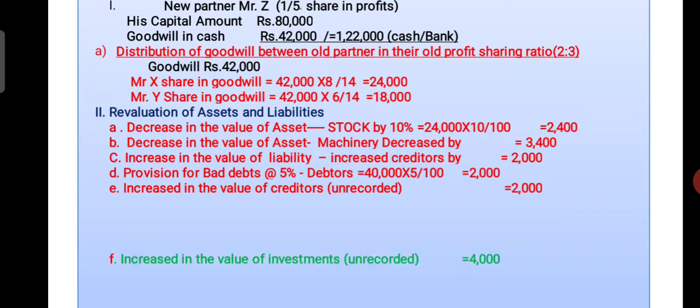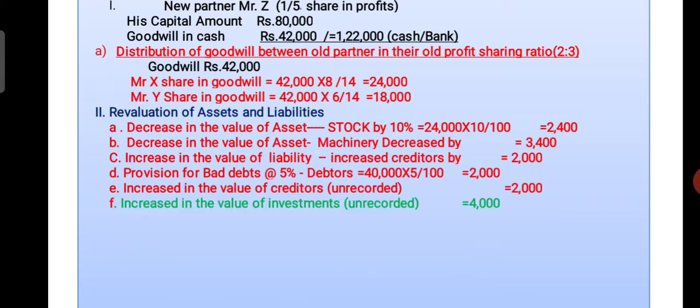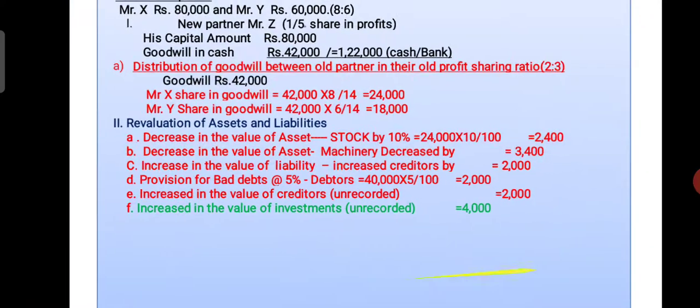Okay, next, increase in the value of investment, unrecorded investments. So an amount of rupees 4,000. Students, here 4,000 rupees value of investments we found in the business at the time of admission of a new partner. So which means the value of assets increases. So this amount we show on the revaluation account credit side.